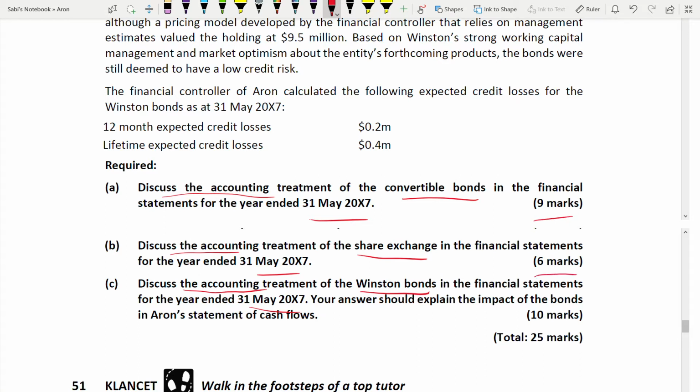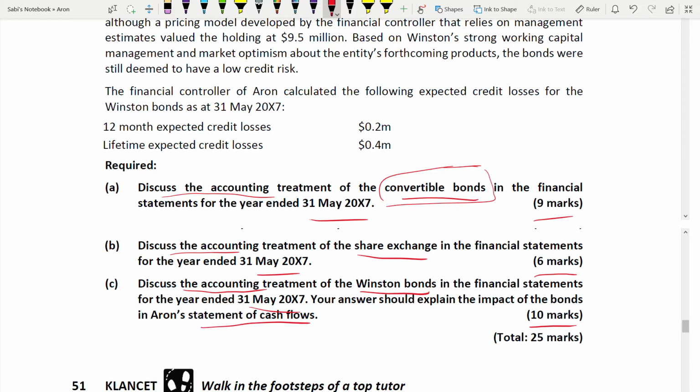By the nature of it, the convertible bond will definitely be for more marks, because we are going to talk about debt as well as equity. Share exchange is just about equity. So 6 marks, and then the last one is for 10 marks. This is regarding the Winston bond. Why 10 marks? Because here you have to additionally put one more thing. Your answer should explain the impact of the bond in the statement of cash flow.